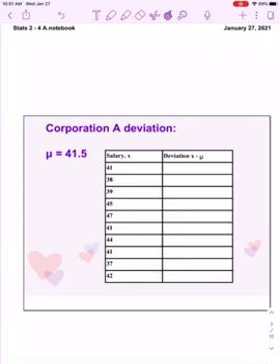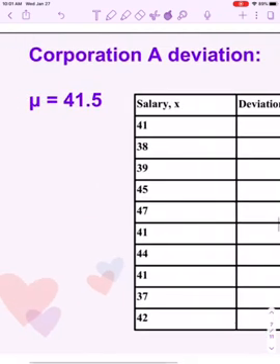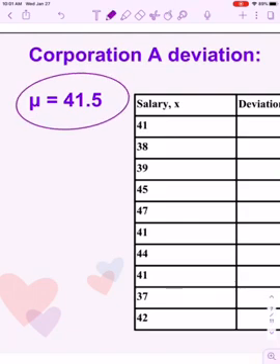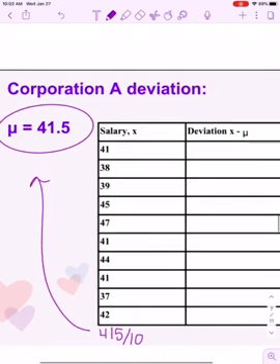For my corporation A, I put all of my salaries in this chart. These are all of the numbers that we had. I found the average for them. I didn't make you do this, but you know how to find the average: add them all up and divide by however many you have. We got 41.5. You add them up, you get 415, and then there are 10 numbers. So 415 divided by 10 gave us the mean. That's our mu.